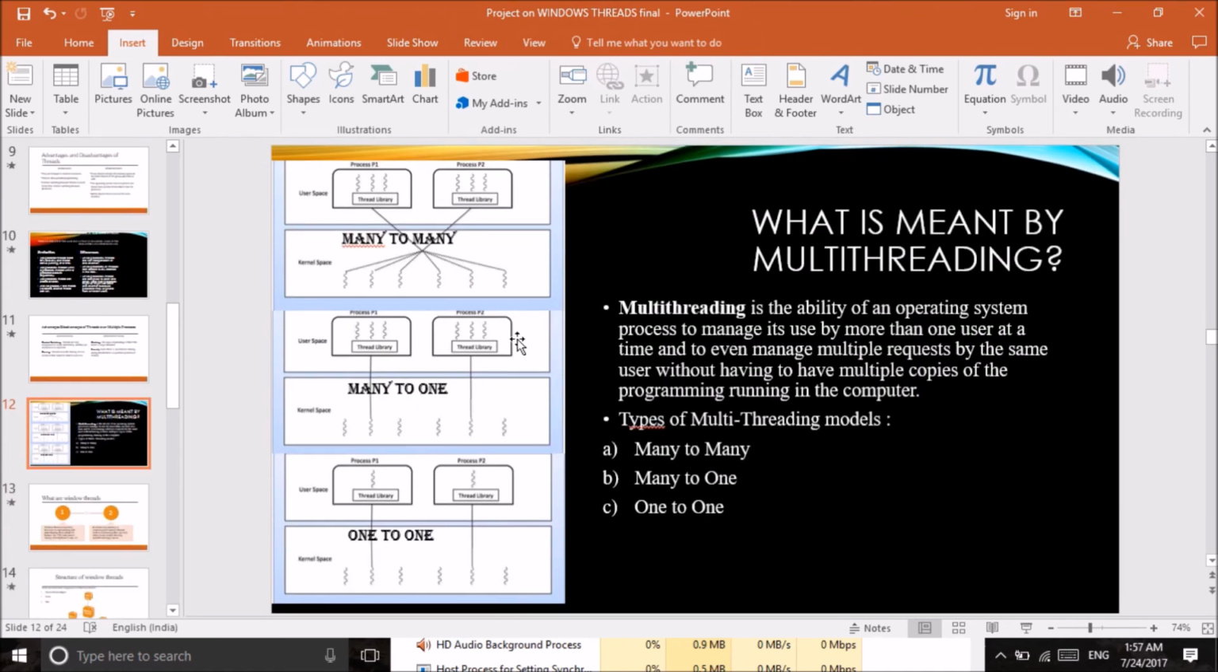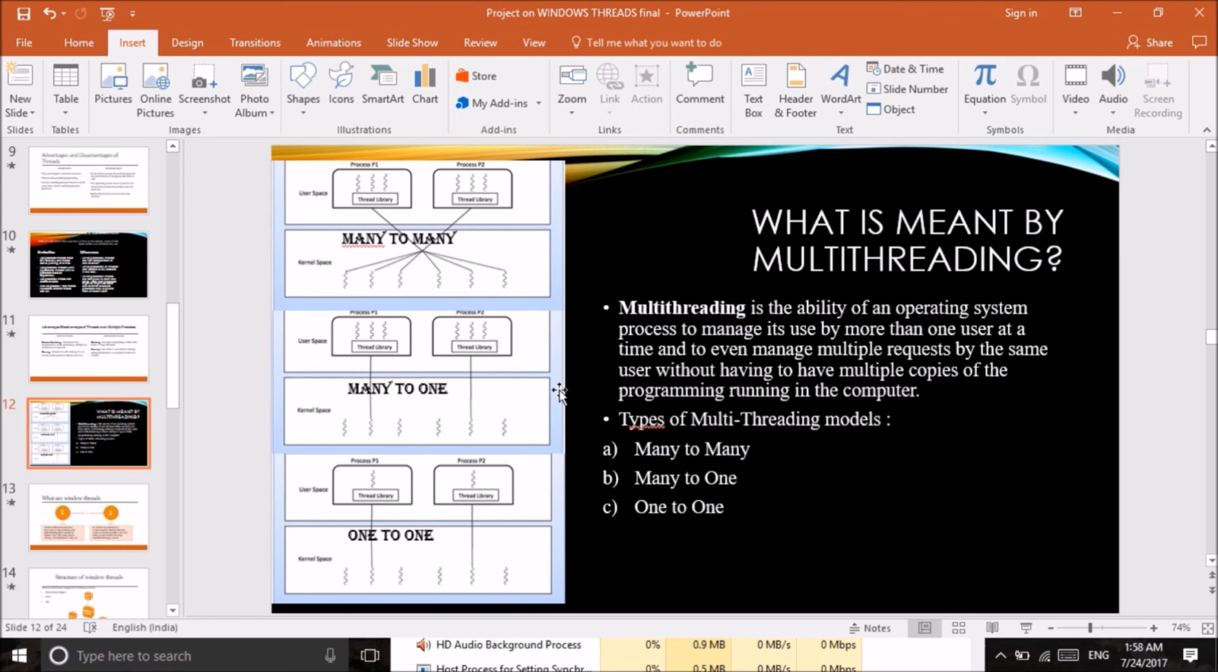Next up, we have multi-threading. Multi-threading is nothing but executing multiple tasks at a given instance of time. There are three models: many-to-many, many-to-one, and one-to-one. In many-to-many, we have the user space and kernel space. The kernel thread is slower in the sense of creation and managing it. The user level thread is generic and can run on any operating system.